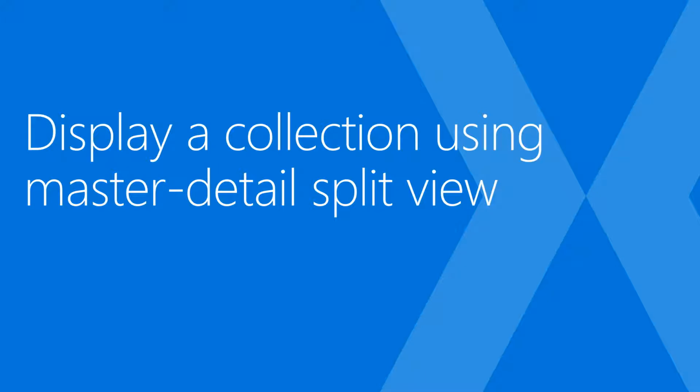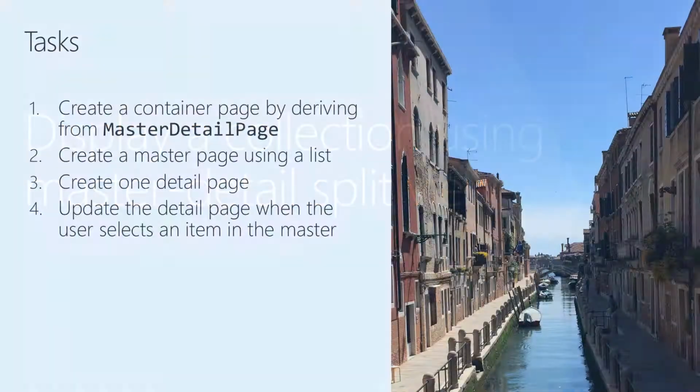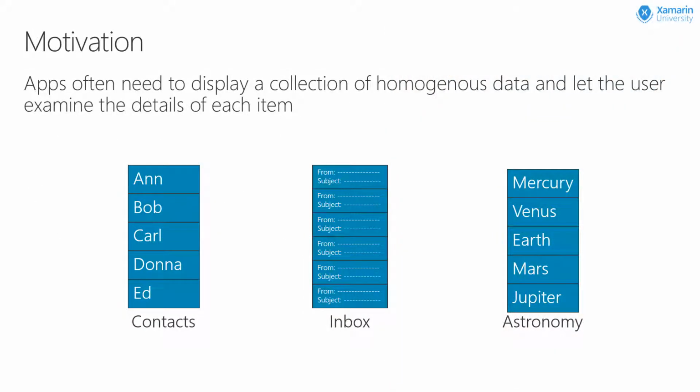Next, we'll use the split presentation style to create a true master detail UI. Now in this section, we'll adapt our new master detail page knowledge to present an actual master detail UI where the detail page is shared among all the items in our master collection. Now, apps commonly need to allow users to explore data collections and view details about the items in that collection. Now, contact or email programs are great examples, but we can be exploring many other types of data.